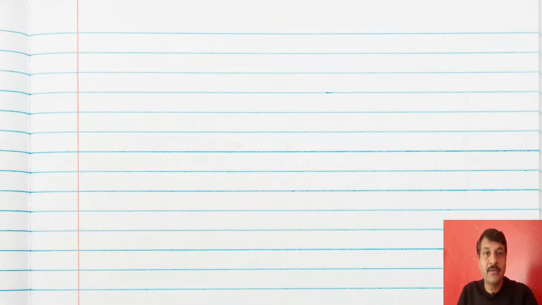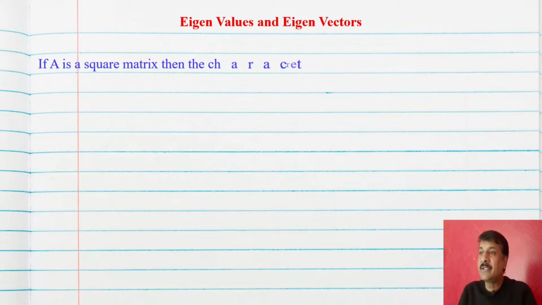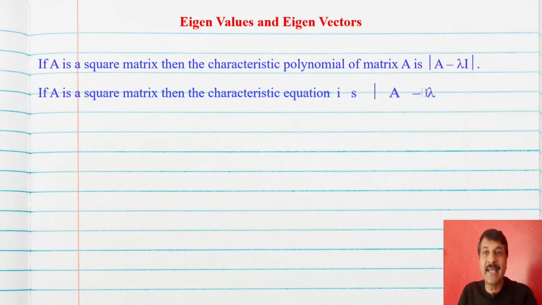Hello student, today we are going to start a very important and new topic, that is eigenvalues and eigenvectors. So how to find eigenvalues and eigenvectors for any square matrix A? If A is a square matrix, then the characteristic polynomial of matrix A is the determinant of A minus lambda I. And the characteristic equation is what? Determinant of A minus lambda I equal to 0.